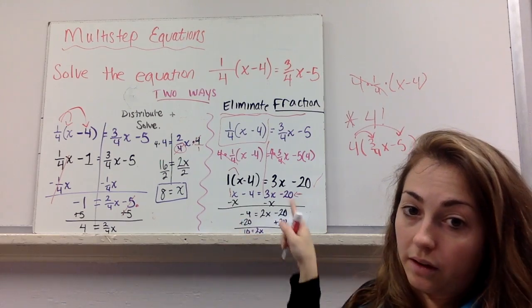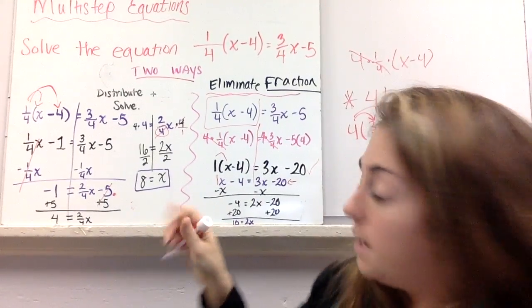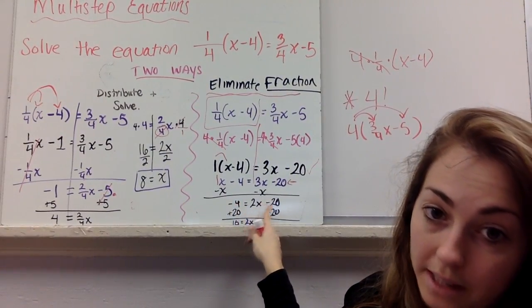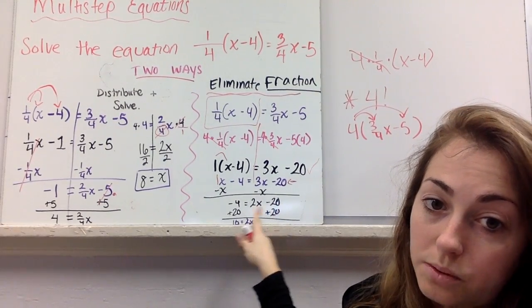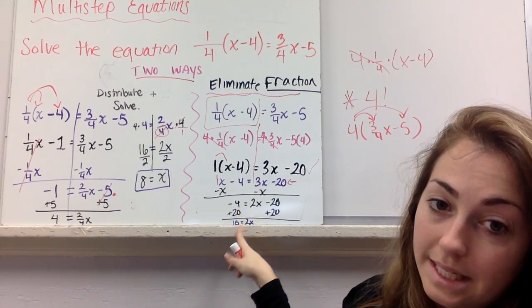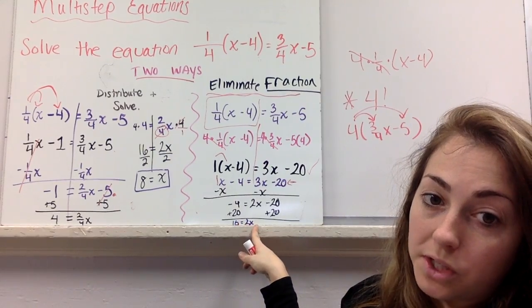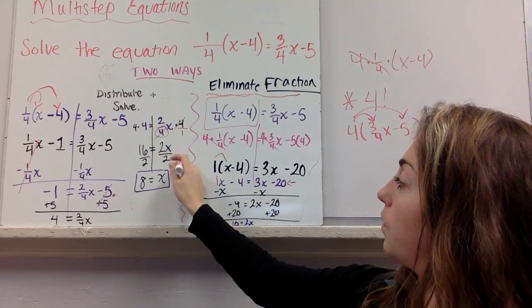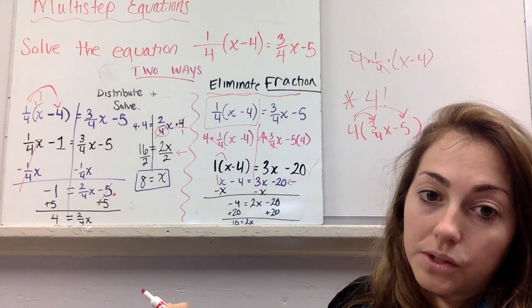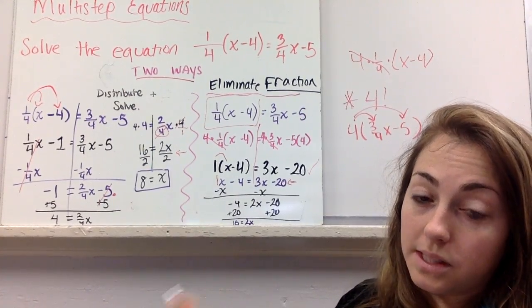You got to look in really closely here. Negative 4 equals 2x minus 20, right? And then I add 20 to both sides. Negative 4 plus 20 is 16. 16 equals 2x. Hey, that leaves us right over here. 16 equals 2x. Divide by 2 and x equals 8.